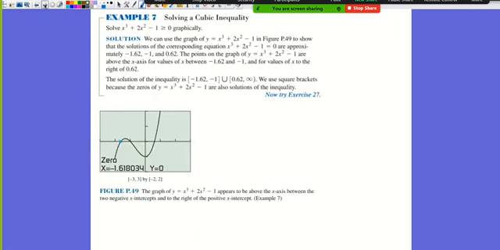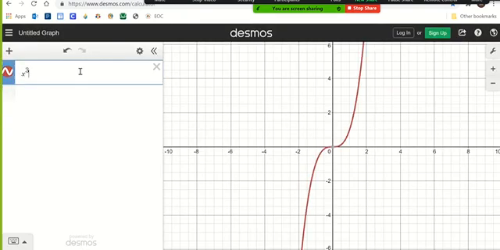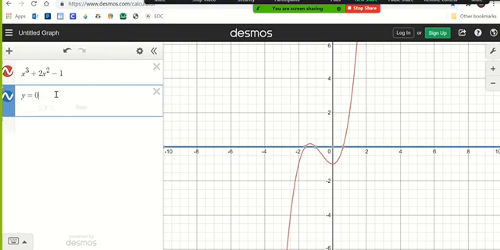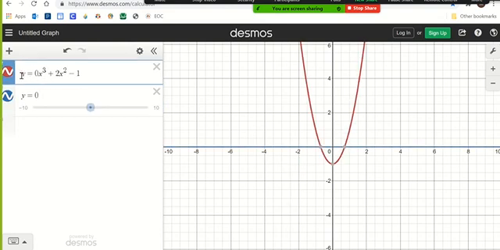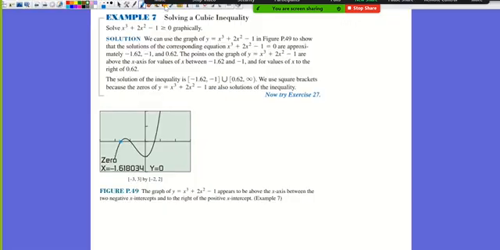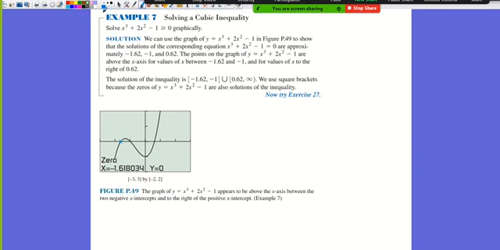Okay, the last example. Okay, x cubed plus 2x squared minus 1. X cubed, sorry. X cubed plus 2x squared minus 1. Yep, and y equals 0. Whoops, sorry about that. Now it's asking for where it is. What colors did it use? Red, blue, above.